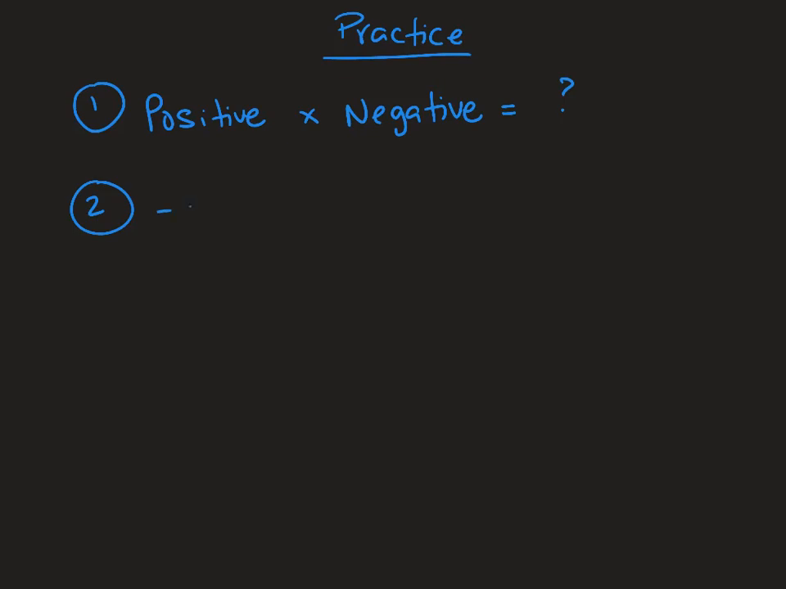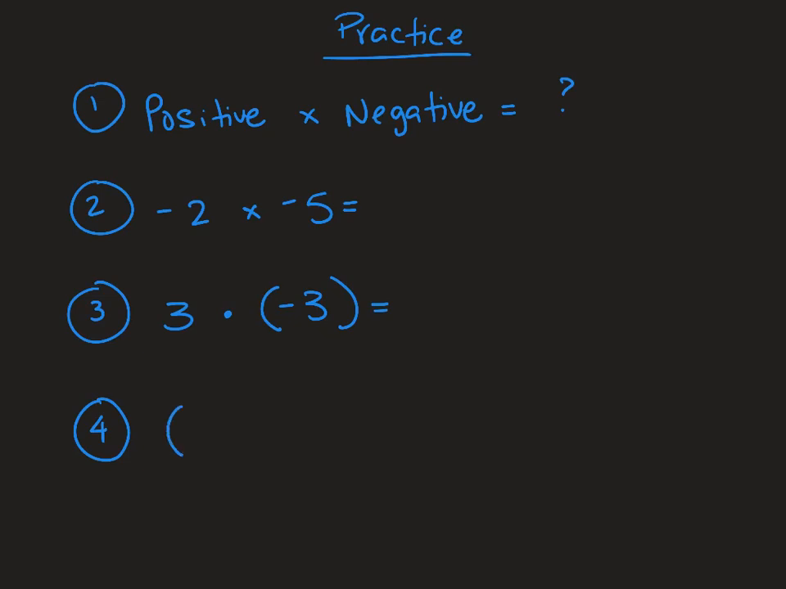So what happens when, for number 2, you have negative 2 times negative 5? What does that give you? For number 3, 3 times negative 3. And last but not least, you can start solving these already because I'm going to keep these up. Negative 4 times positive 5. Okay, give it a shot. I'll give you about a minute and a half or so.